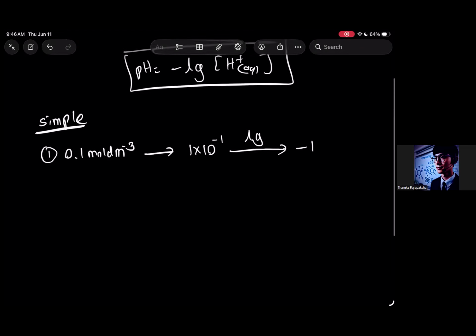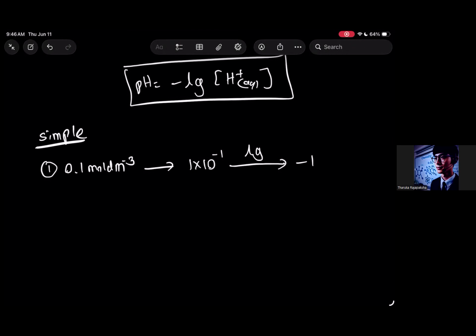So now I have the log value which is equal to minus 1, and then we are going to change the sign because we are applying minus log, right? So that's the total pH value. If we are applying minus log, then the minus 1 will be converted to plus 1. So actually 0.1 mole per cubic decimeter, when it converts to a pH value, will be 1.